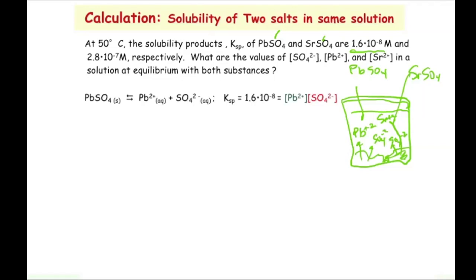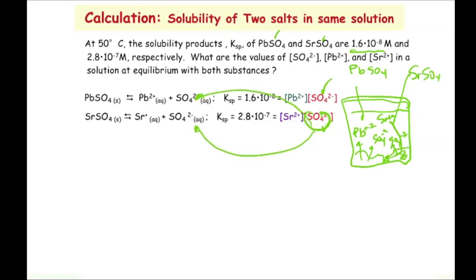So these are the two reactions, lead sulfate and strontium sulfate. This is the mass action expression. Pretty straightforward. It's just the concentration of lead times sulfate, and the concentration of strontium times sulfate. But this sulfate right here comes from this reaction, and likewise here, so we have to take that into account. How do we do that? Well, here's what we need to do.